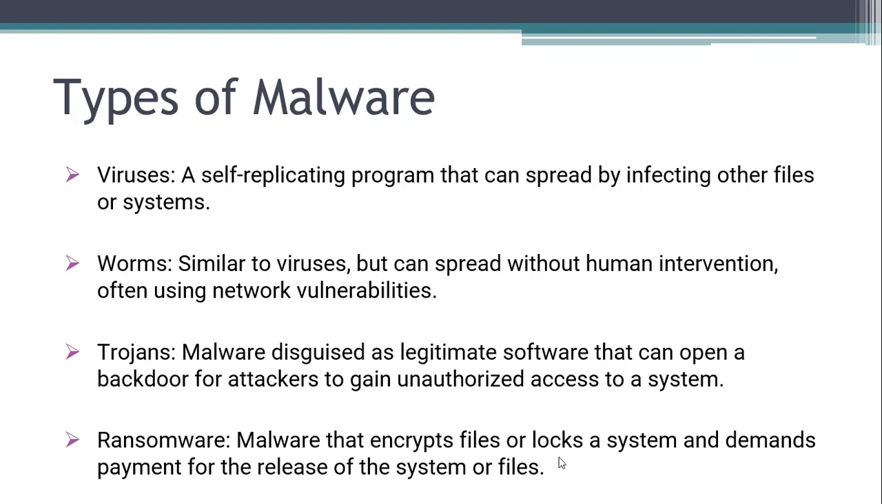Now, what are the types of malware? Malware has various types, like a virus, which is a self-replicating program that spreads by infecting other files or systems. Worms are similar to viruses, but they don't need human intervention. They are just self-replicating viruses. And a Trojan is a legitimate-looking software that opens a backdoor for attackers to gain unauthorized access to the system. Ransomware is nothing but corrupting or encrypting our files and asking for payment in return for the files.